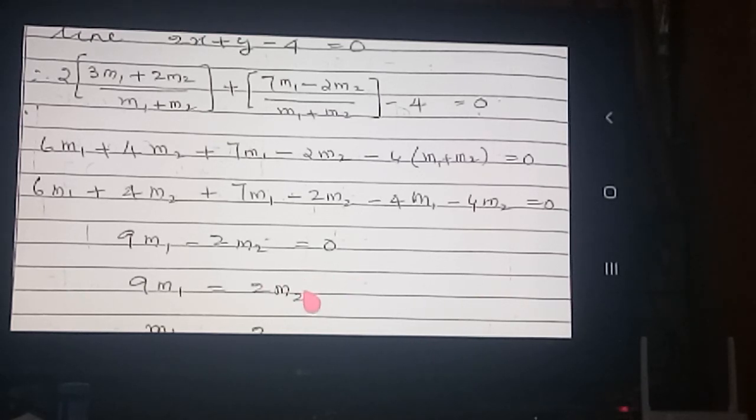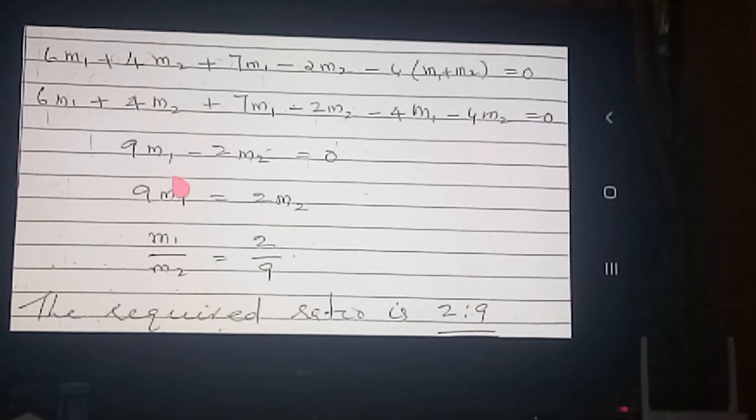Therefore, your aim is to find the ratio. So m1 by m2 is equal to 2 by 9. One more time, multiply and see whether the ratio you took is correct or not. Okay, so what is the required ratio? The required ratio is 2:9.